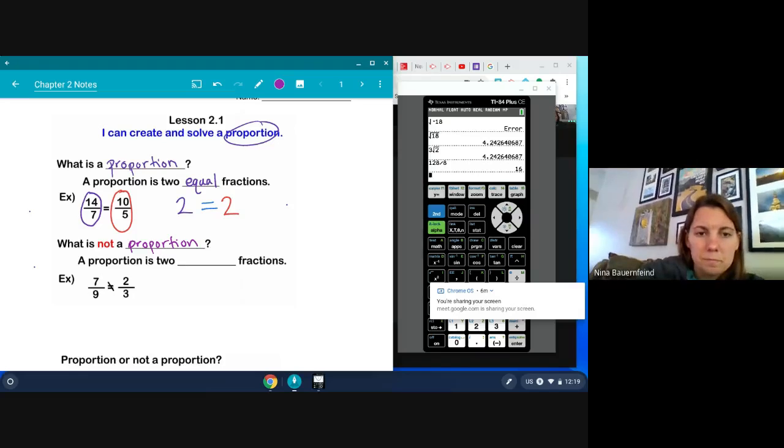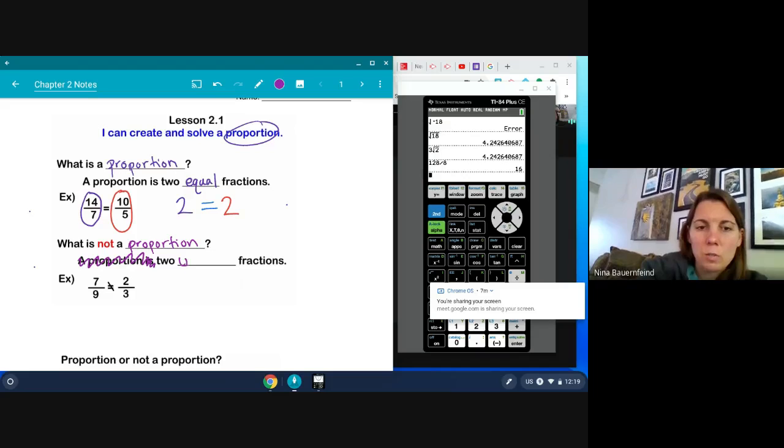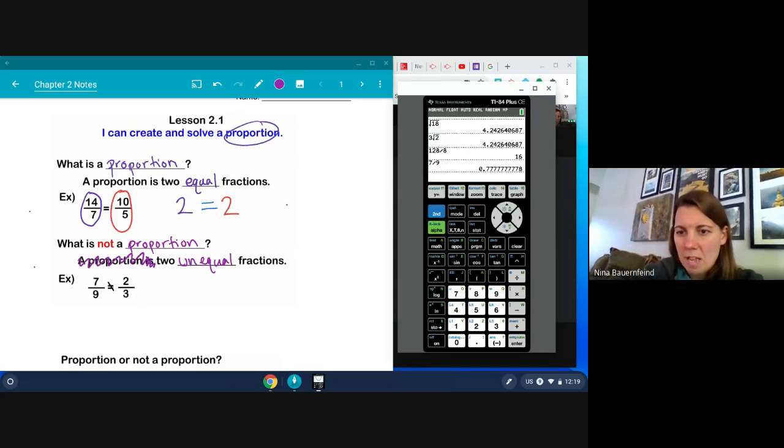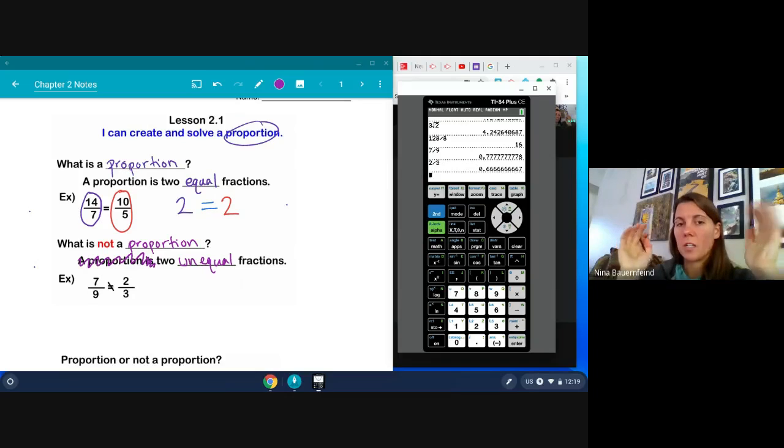I'm going to erase that part. It's two unequal fractions. So for example, 7 divided by 9 equals that weird decimal right there. And 2 divided by 3 equals a different weird decimal. So since they're not equal, they're not proportions. So just really quickly, do you guys understand what I'm saying here? If you divide them and they're the same number, it's a proportion. If not, it's not a proportion.